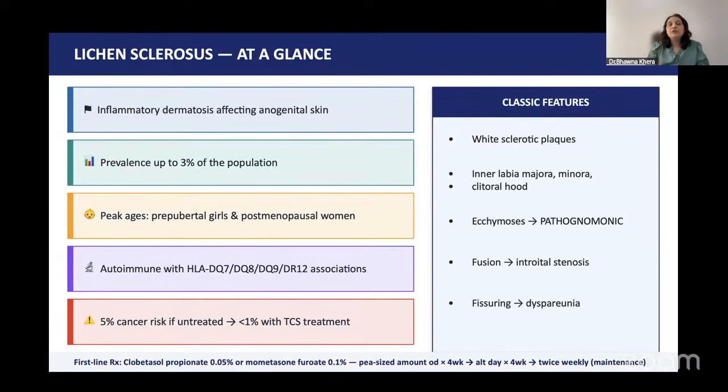Prevalence is up to 3% of the population. And what are the peak ages? When there is an estrogen deficiency, right? Just remember that lichen sclerosis basically occurs in the age groups when estrogen is low: prepubertal and postmenopausal.